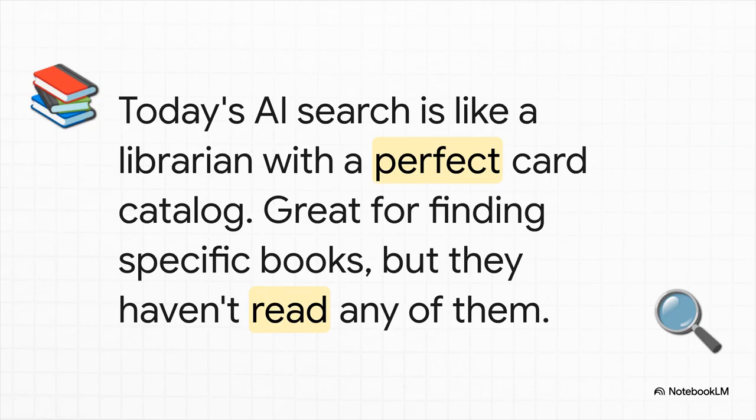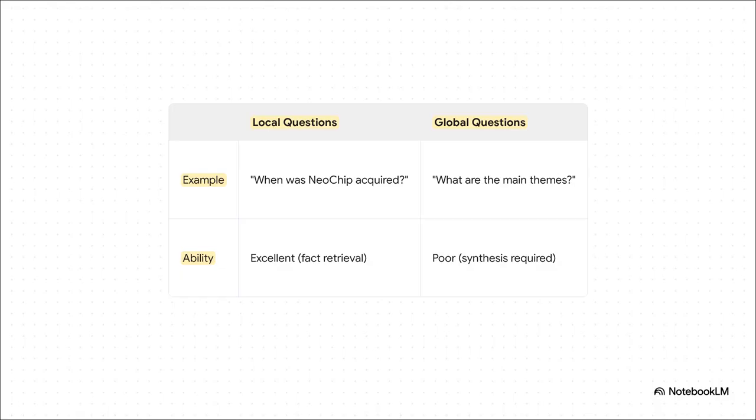It's kind of like a librarian who has a flawless, perfect card catalog. You can walk up, ask for a very specific book on a very specific topic, and they'll get it for you in seconds. It is incredibly fast and incredibly accurate for that one job. And this is where you really see the difference. The system is fantastic at what we call local questions. You know, finding that one single document that tells you when quantum systems bought NeoChip. Easy. But if you ask it a global question, like, hey, what are the major themes across this entire podcast series? It just can't do it. It wasn't built to read everything at once and connect all the dots.